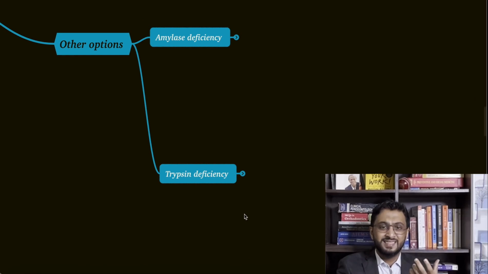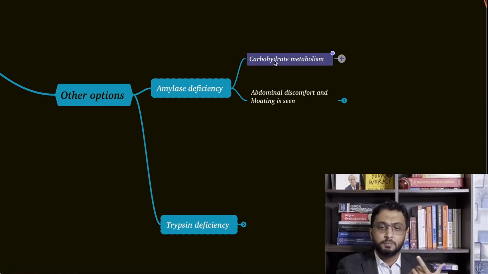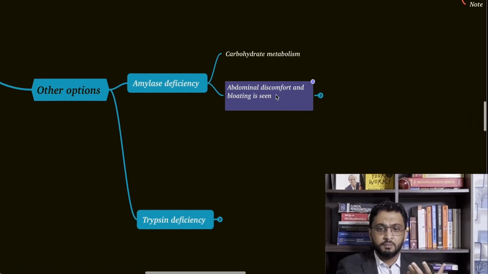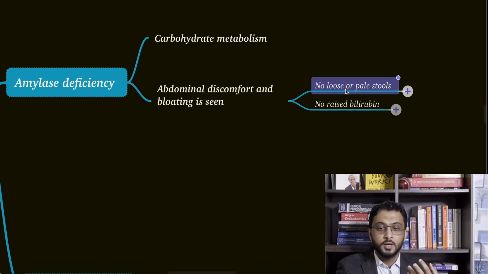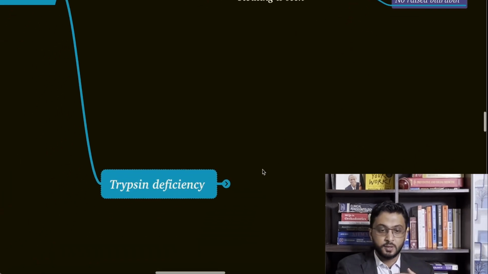One is amylase deficiency and the other is trypsin deficiency. So some key points here. Amylase is important in carbohydrate metabolism, and if it is deficient, you get abdominal discomfort, bloating, everything is seen, but you can't see pale stools. You will not see pale stools, and you will not see bilirubin raised, which are the features in the question out there.